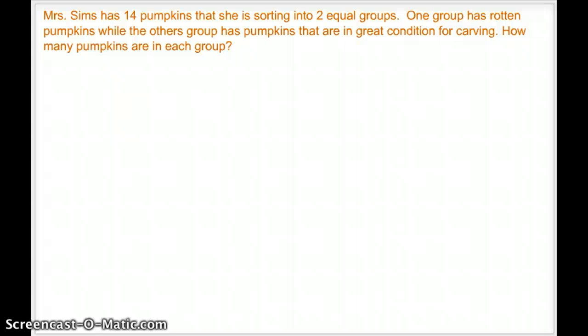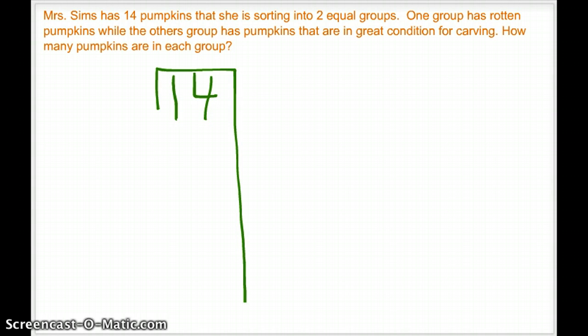Here's the same story again. Mrs. Sims has 14 pumpkins that she is sorting into 2 equal groups. One group has rotten pumpkins, while the other group has pumpkins that are in great condition for carving. How many pumpkins are in each group? I first need to think about what the question is asking. I think it's asking me to compute 14 divided by 2, which can be written like this. 14 divided by 2.